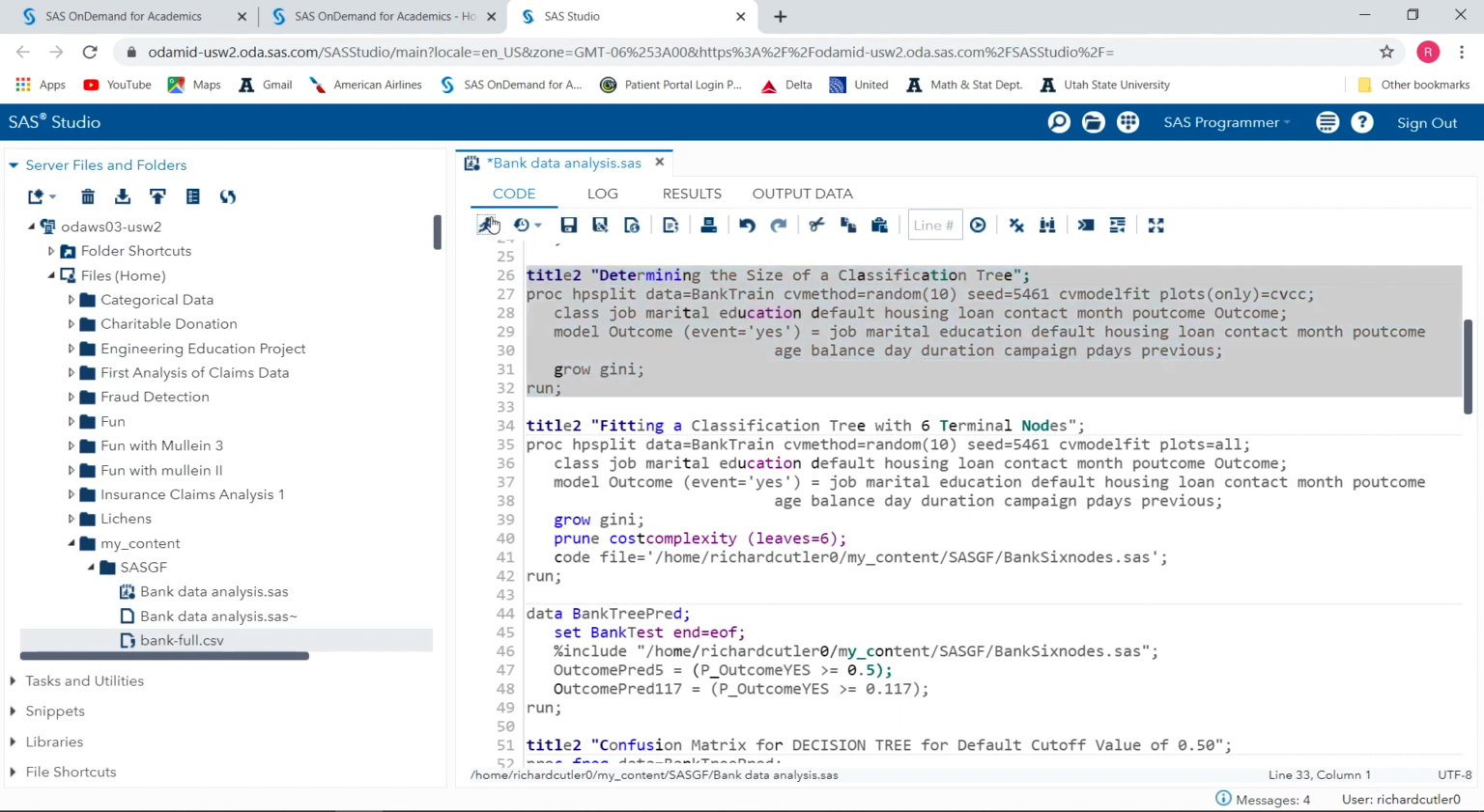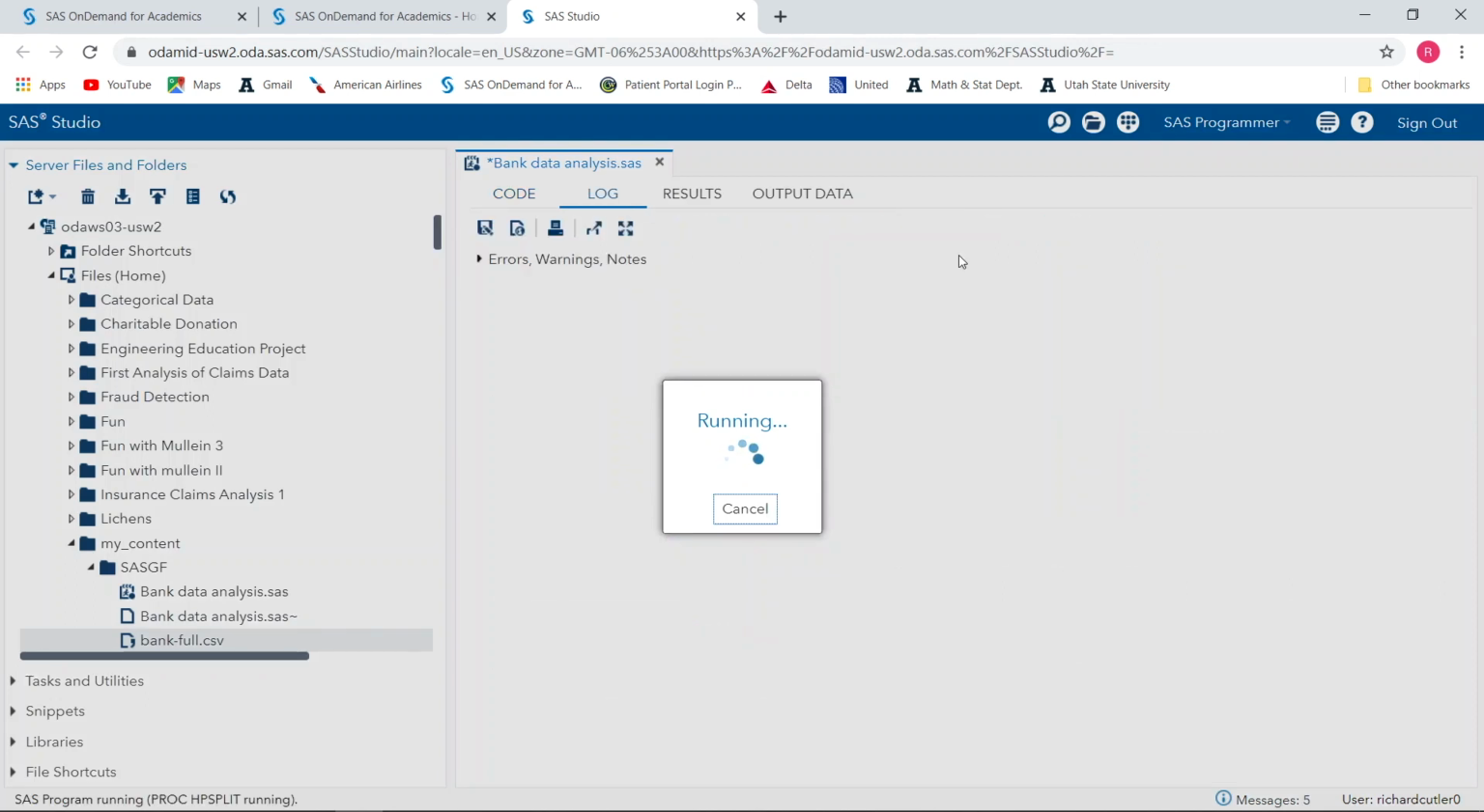So we're on it. And it's going to take a while because we've got a training data set of 31,000 and we're doing 10-fold cross-validation. And so that's going to be 10 data sets of about 31,000. And it just simply takes a bit of time to do these calculations.